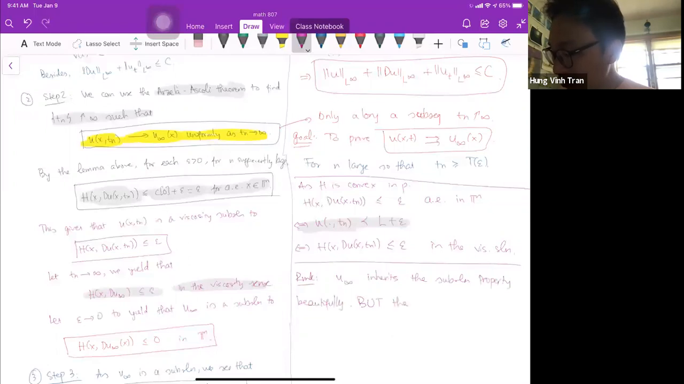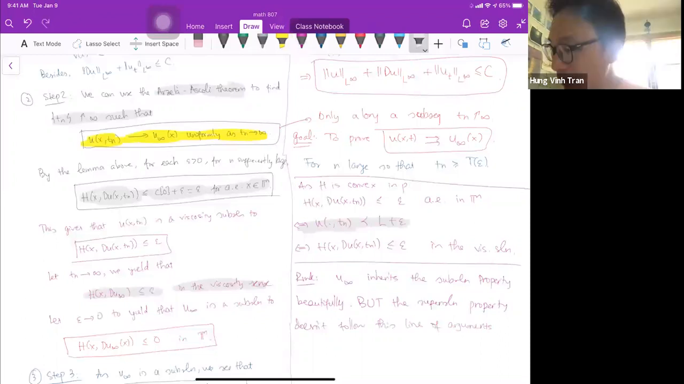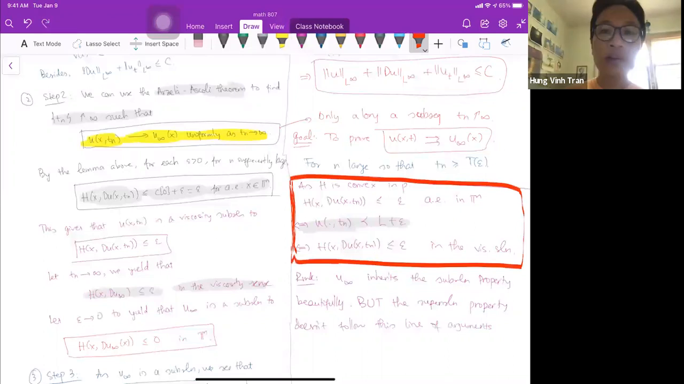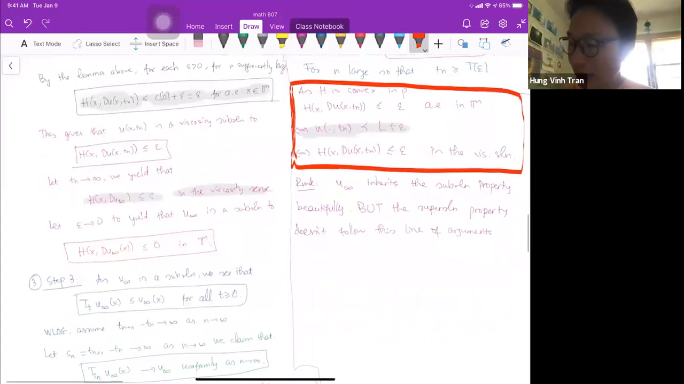But the supersolution property doesn't follow. This line of argument. Okay. In other words, what I'm saying here about this sort of set of claims that I'm about to put a box around now. That red box is only for the subsolution property. Okay. Anyhow, at least it's not too bad.